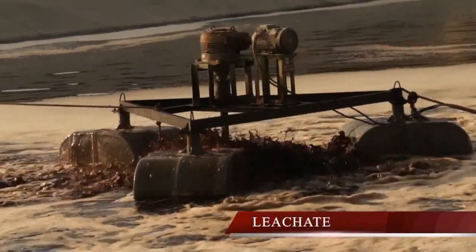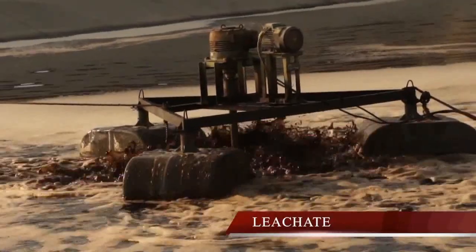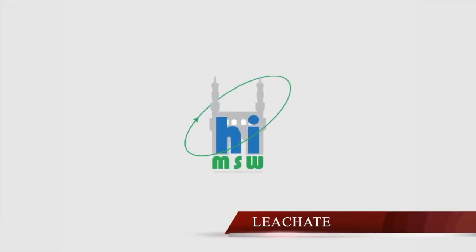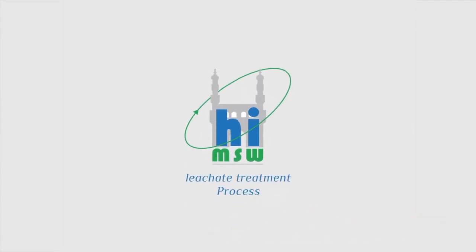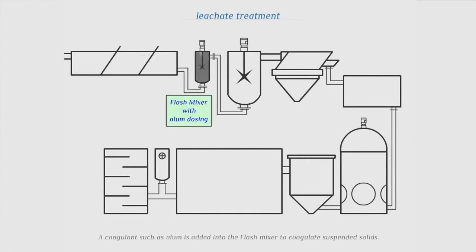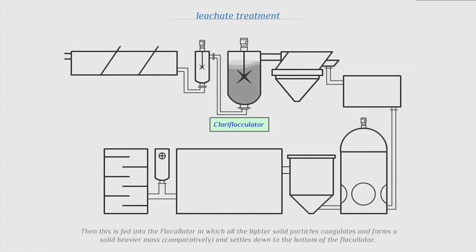Leachate management. Leachate management is a crucial aspect of the HIMSW project. All the waste stored and waste management processes generate leachate. The leachate generated at site is collected through an extensive pipeline network. Raw leachate is pumped to a chemical dosing tank with flash mixer. Alum or coagulant is added to the tank to create flocks from the suspended solids in the leachate.